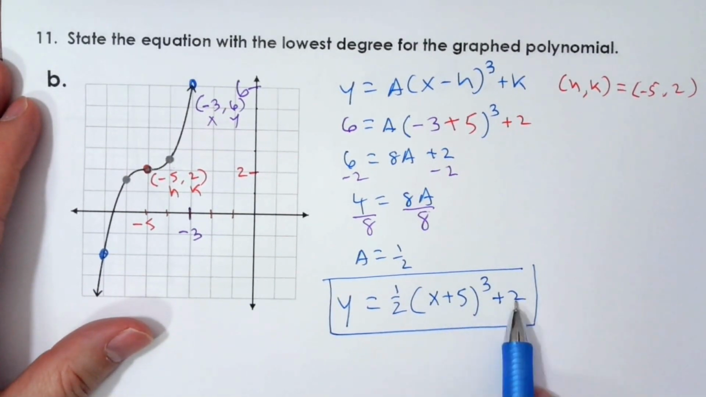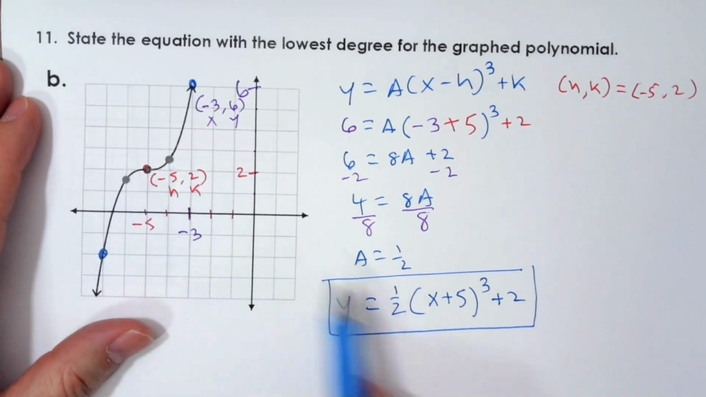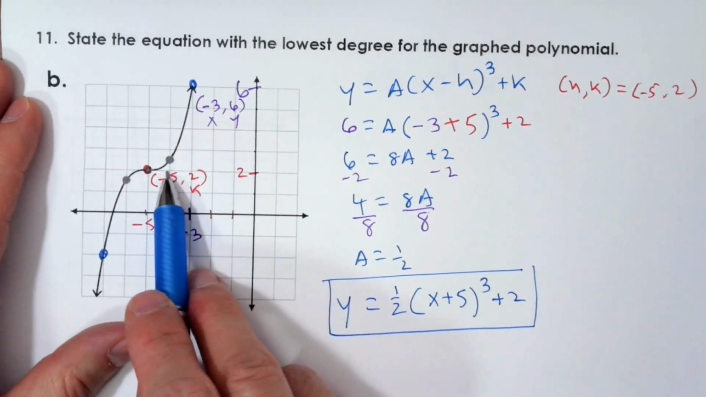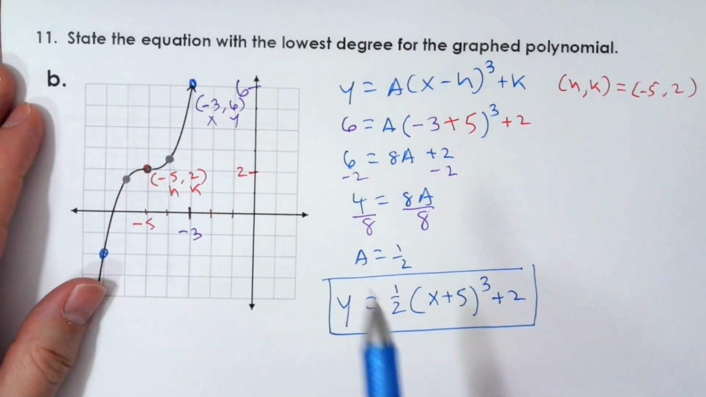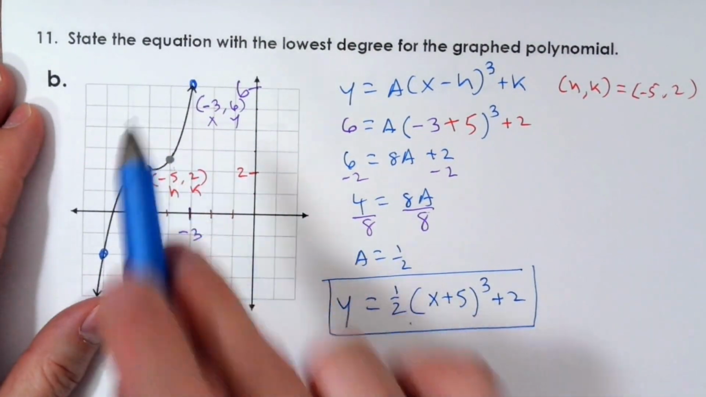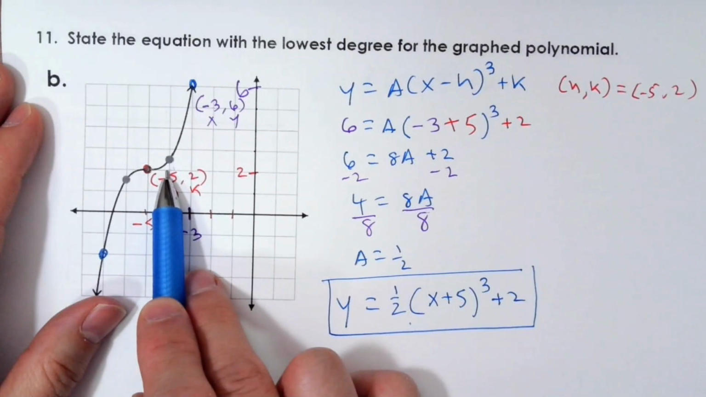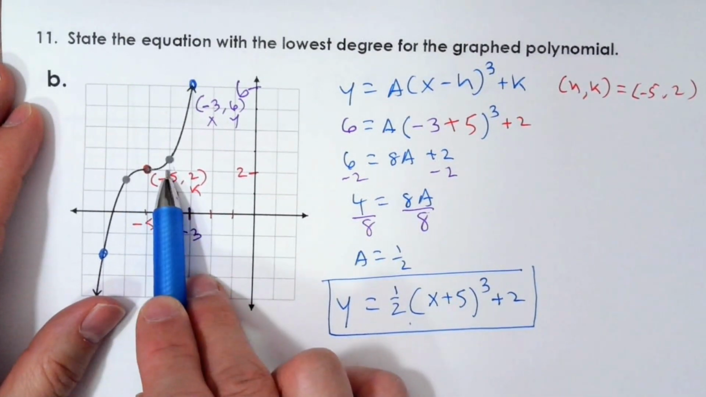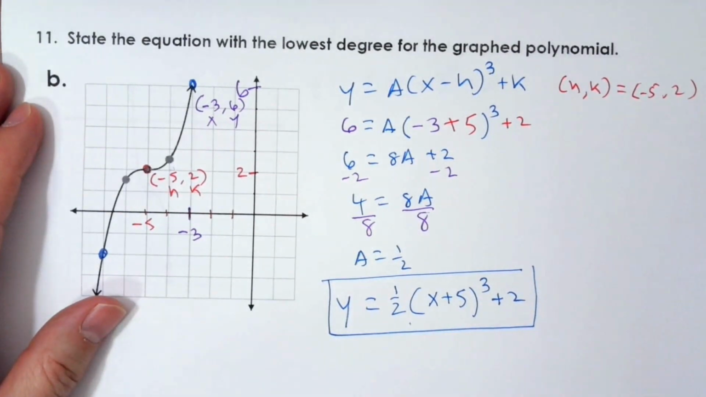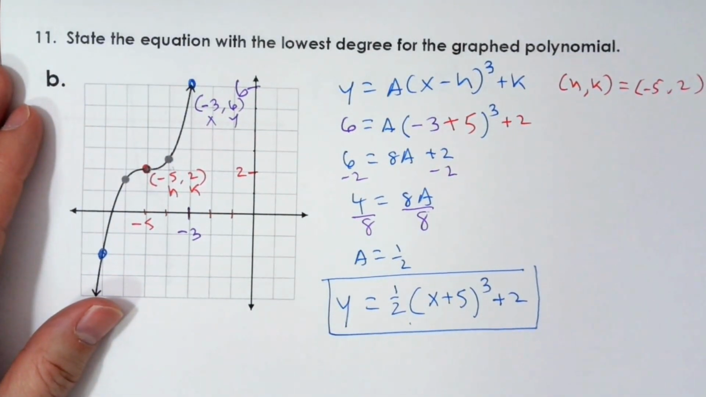Inflection point, negative 5, 2, right there. A is 1/2, so over 1, up 1/2. No work is required for this. You can go directly from the graph to this if you have that coordinate, 1 unit over, 1 unit to the right from the inflection point. I think that's enough of these.